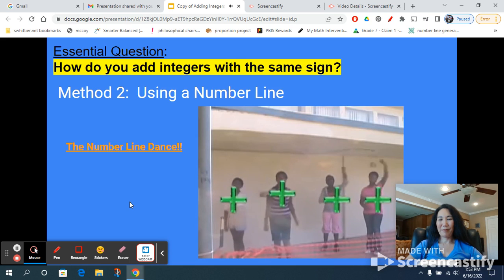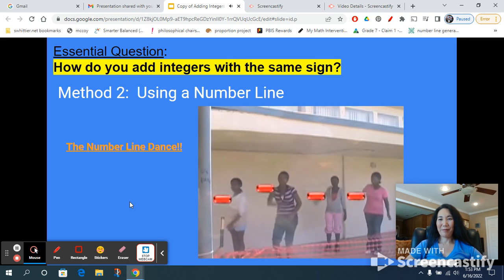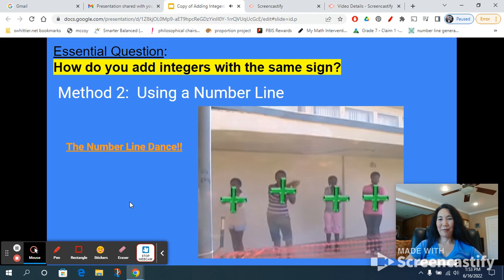Negative to the left, positive to the right. It's the number line dance, and I could dance all night.